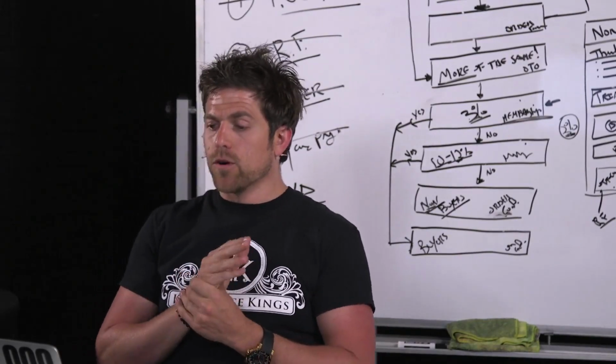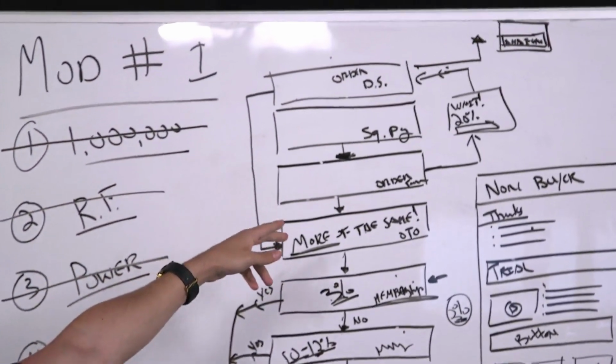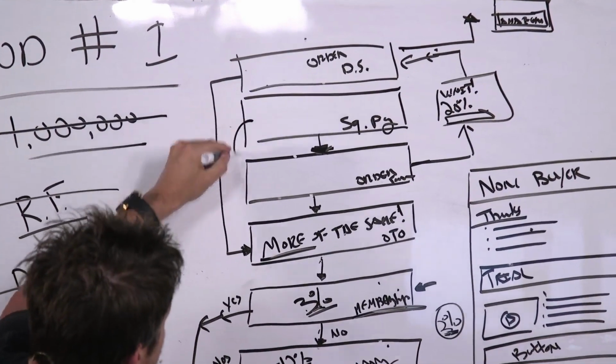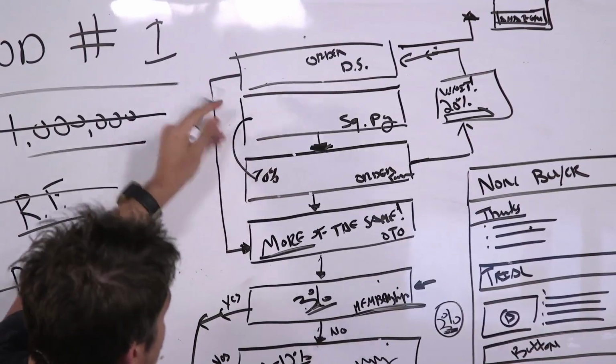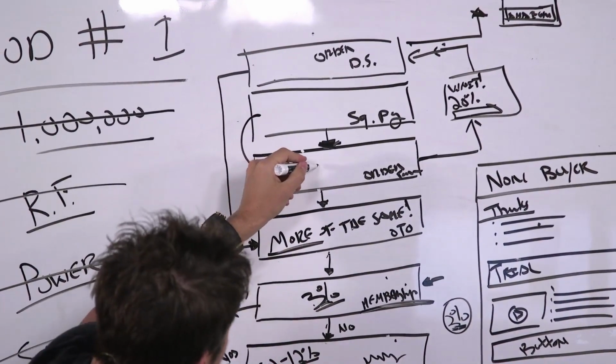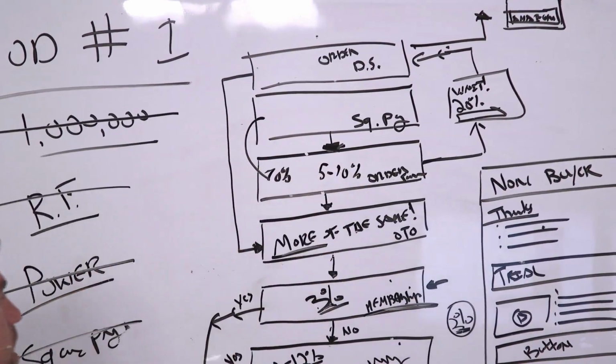David's asking for conversions. On the squeeze page there are no conversions, because they're going straight to the order form, but I want to see 70%. So I want 70% of the people that hit the squeeze page hitting the order form. If I have 100 people, I want 70 people hitting this order page. On the order form itself, I'm looking to convert at 5 to 10%.